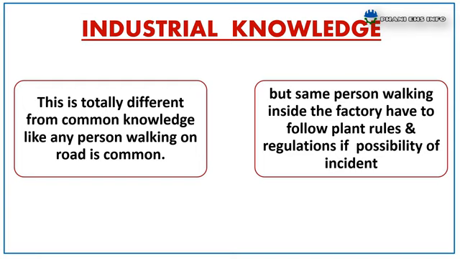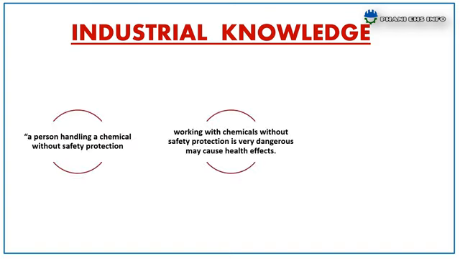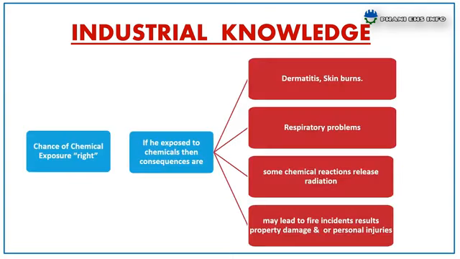For example, a person handling a chemical without safety protection. Working with chemicals without safety protection is very dangerous and may cause health effects. Just think what possibility can happen. Chance of exposure, right? He is exposed to chemicals, then the consequences are dermatitis, skin burns, respiratory problems, some chemical reactions release radiation, may lead to fire incidents, resulting in property damage or personal injuries.